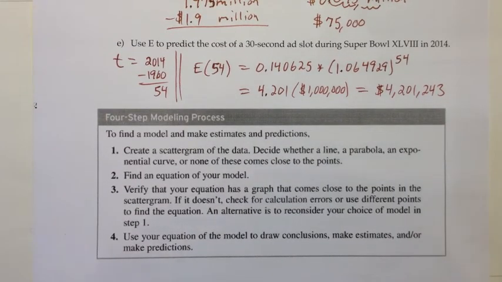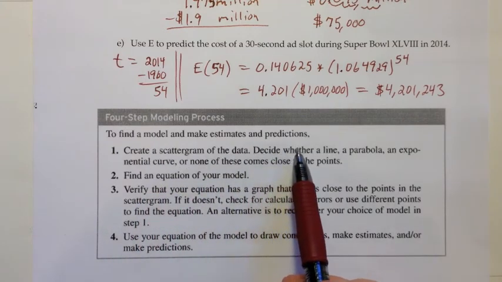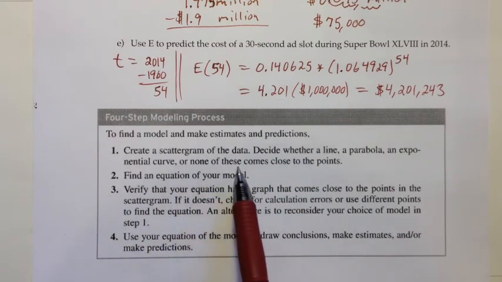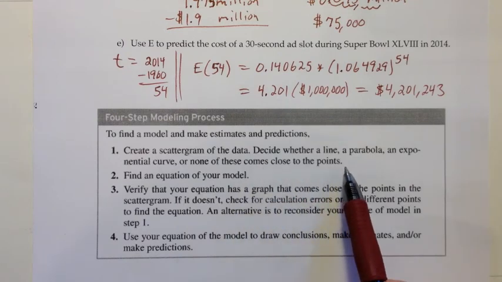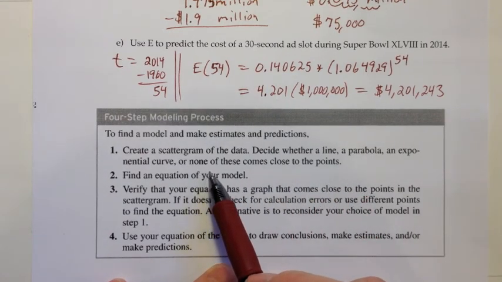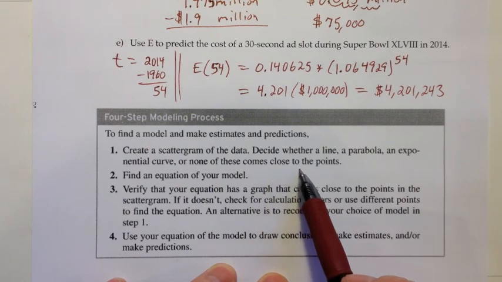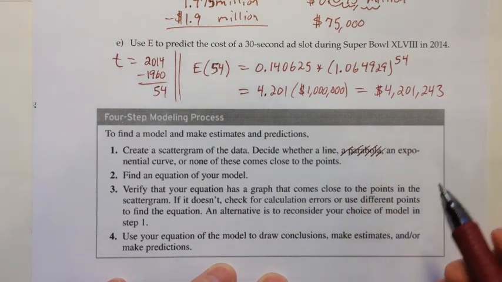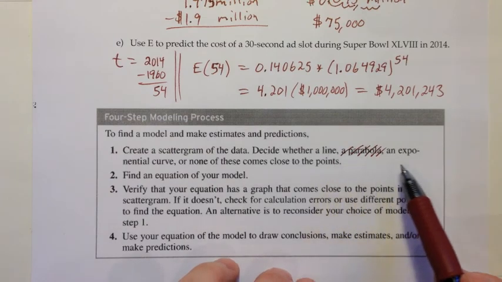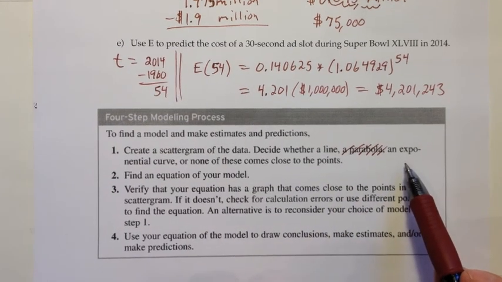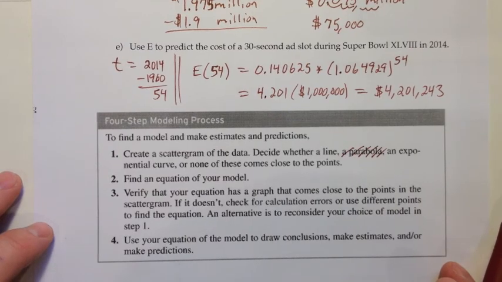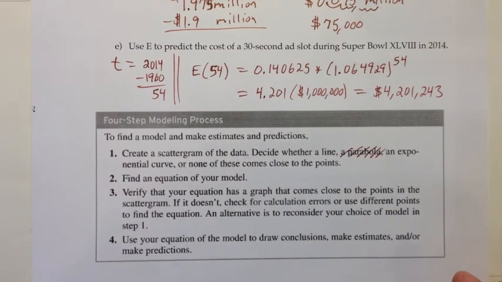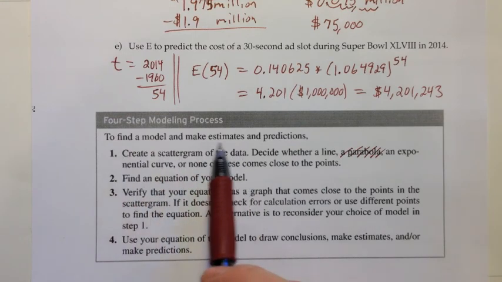Alright, so here's the 4-step modeling process. If you want to find a model and make estimates and predictions, create a scattergram of the data and decide whether a line, a parabola, an exponential curve, or none of these comes close to the plot. So we didn't cover parabolas, so that would be one that we would leave out. We're looking to see, does it look linear or does it look like it's curving, and then we would go with exponential. And notice that even though they didn't ask us to do a scatter plot for this problem, they are suggesting in general you should do that.